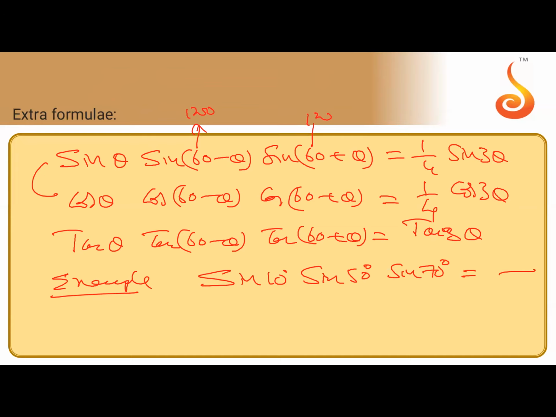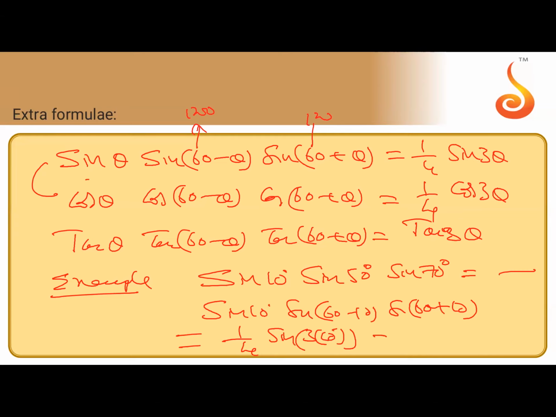Yes, Vaibhav, very good. Now, what is our logic? Very nice, Satvik. This is sin 10, sin(60 - 10), sin(60 + 10). So this is the form of the first case: 1/4 sin 3 theta, which is 1/4 sin(3 x 10 degrees), 1/4 into sin 30, which is 1/2. The answer is 1/8. So sin 10, sin 50, sin 70 is 1/8.